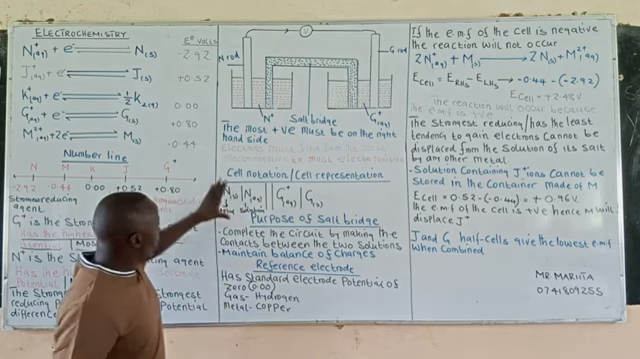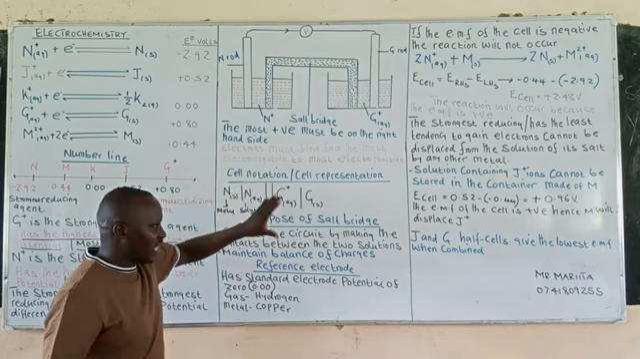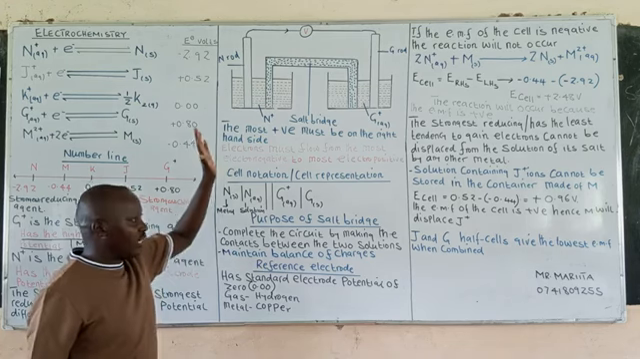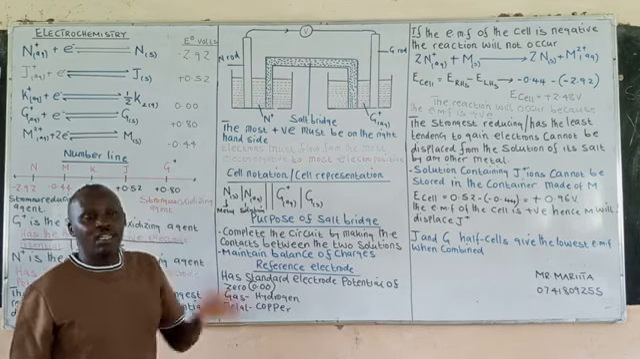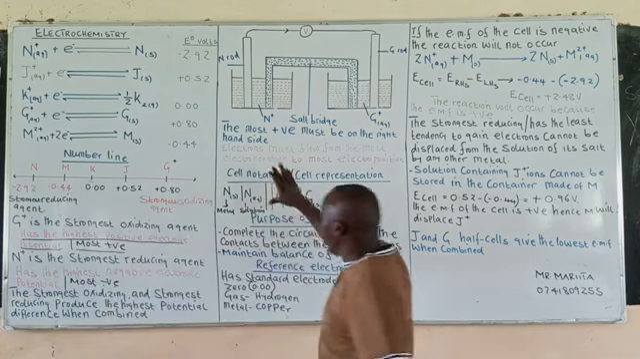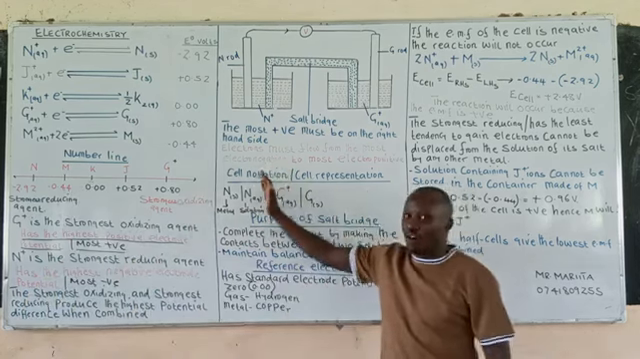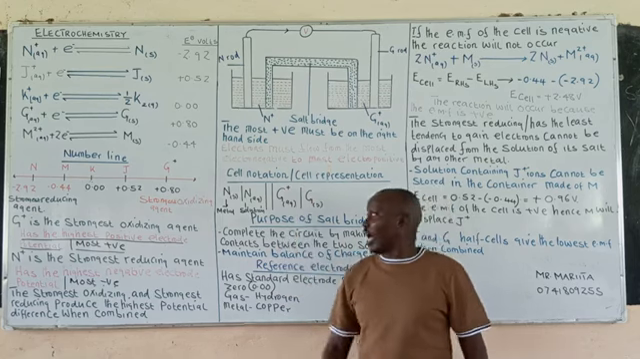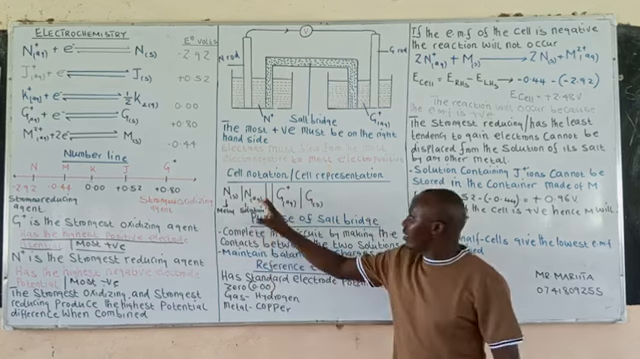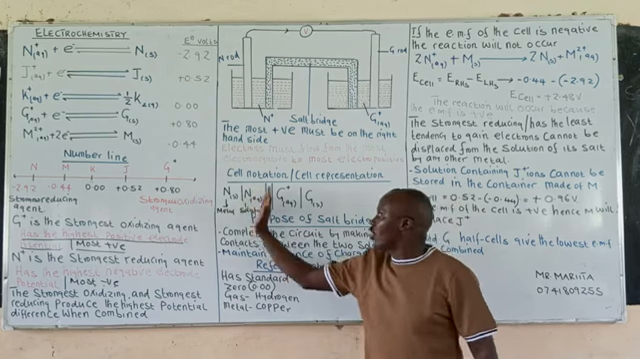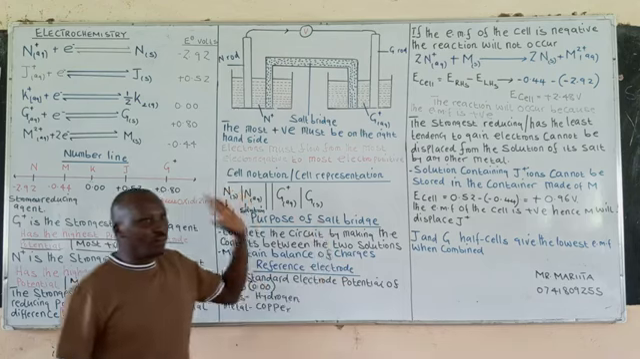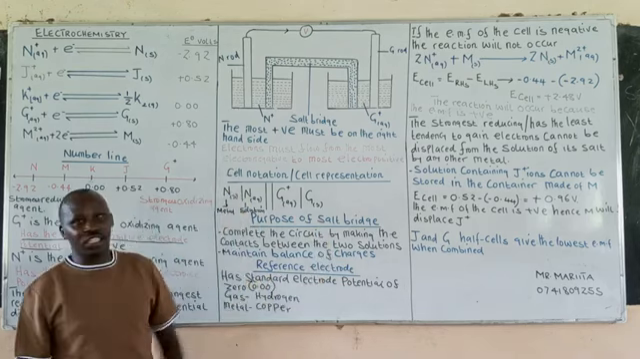another cell. So when you draw and present a cell notation, identify the most negative and the most positive. The most negative must be drawn on the left hand side, as you can see here. So you have to start with the most negative first on the left hand side, then you finish with the most positive. So you must indicate it like that.